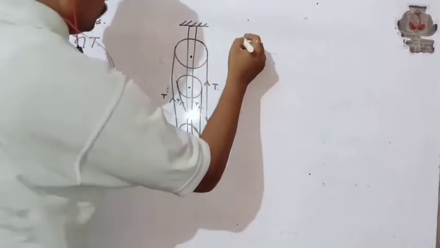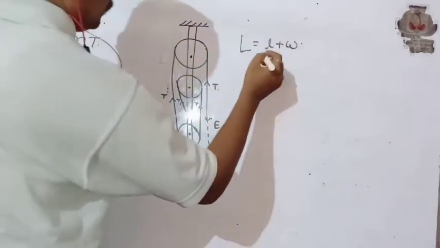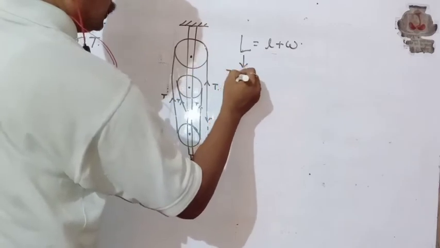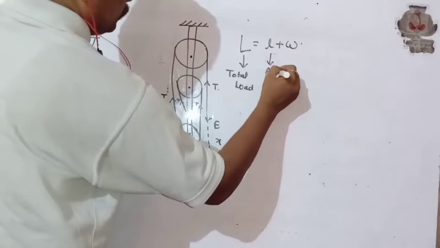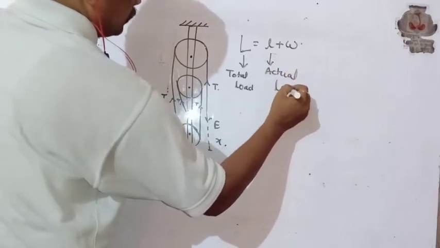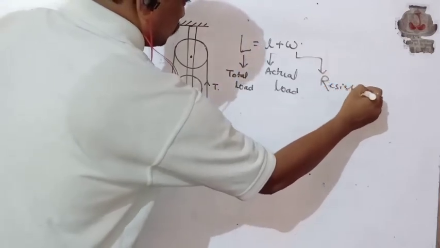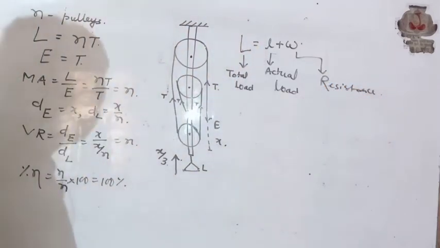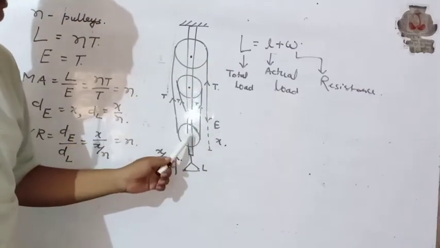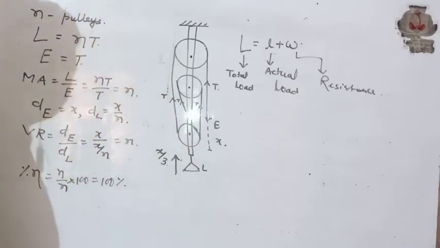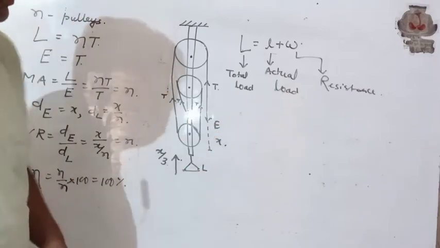Let the total load L be equal to small l plus W. This is the total load, which is the addition of actual load and resistance, which is coming due to the friction between the pulley and the string, weight of the pulley, weight of the block, etc. So we have to overcome this resistance along with the actual load.